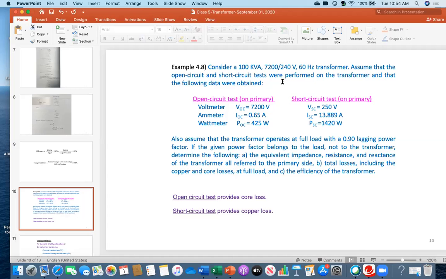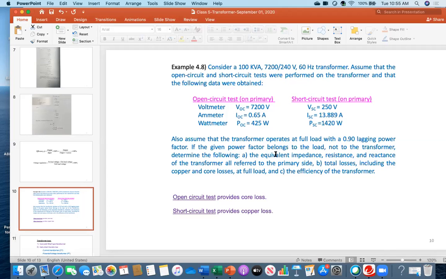Consider a 100 kVA, 7200/240 volt, 60 Hz transformer. Assume that the open circuit and short circuit tests were performed on the transformer and that the following data were obtained. Again, similar to the previous problem, you get two sets of data from the open circuit and short circuit tests. Now, the problem says also assume that the transformer operates at full load with a 0.90 lagging power factor.